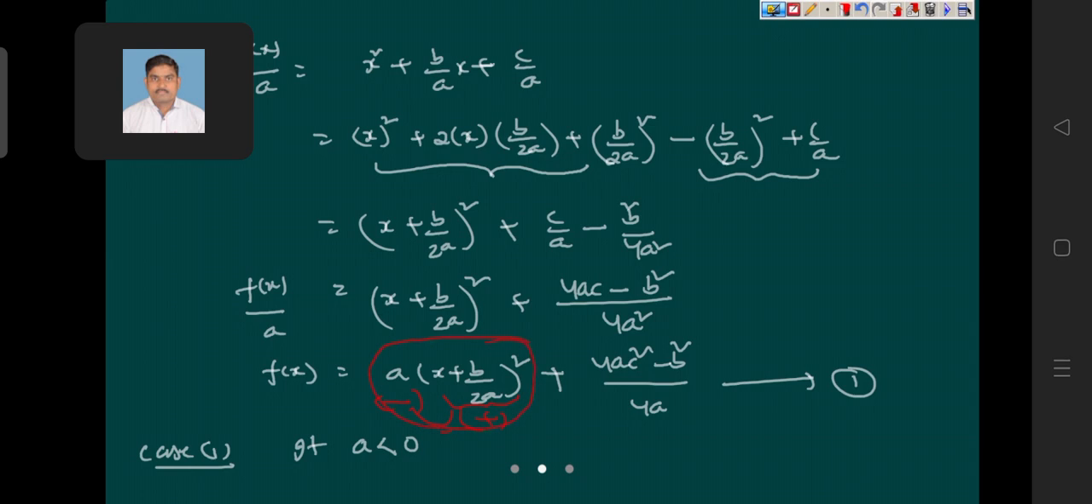Now this is clearly negative. And the second term is positive or negative? Maybe we cannot decide, leave it. Now one point here we'll discuss. This is some real number. x is any real number.